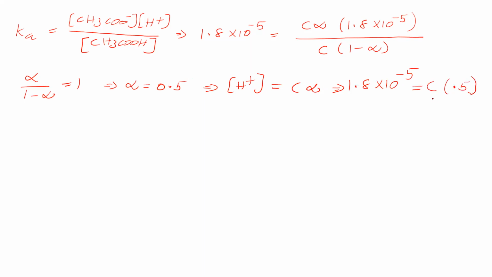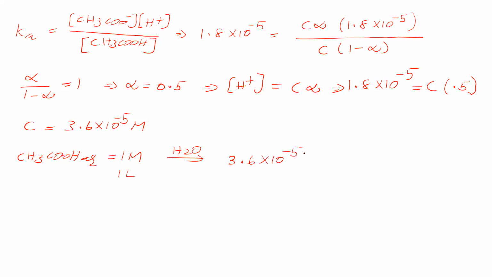Now we can get the C value: C is equal to 3.6 into 10 to the power of minus 5 molar. So the concentration of acetic acid we know. In the beginning you took acetic acid solution of 1 molar and 1 liter. To that you added water to get the resulting solution, whose acetic acid concentration is 3.6 into 10 power minus 5 molar.